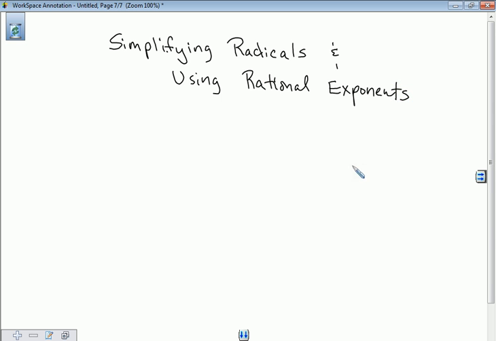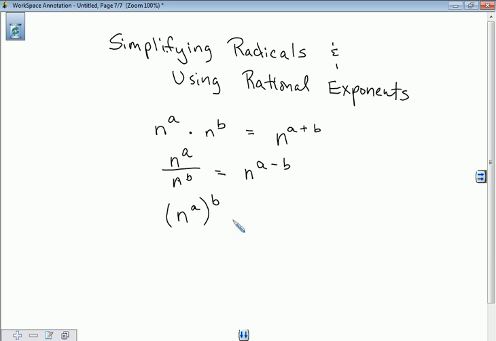Okay, so we're going to look at two things, and we're going to do a quick reminder of things we already know. Like if we had a common base raised to a power times that same base raised to a power, what do we do with the exponents? Add them. When we have a common base raised to a power divided by that same base raised to a power, what do we do with the exponents? Subtract them. Now, if we have something raised to a power, what do we do with the exponents? Multiply them.